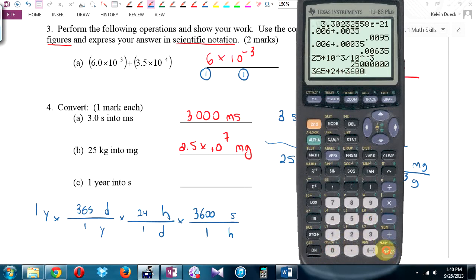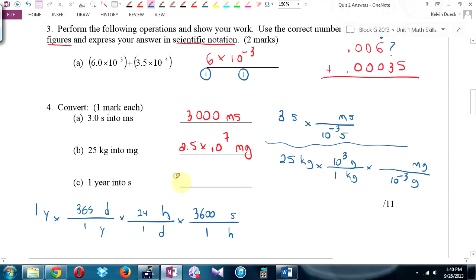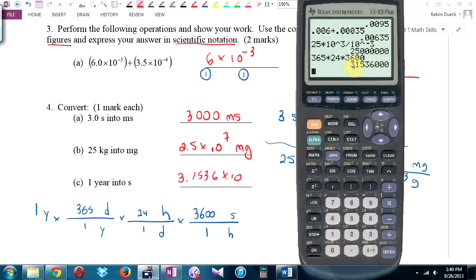I think in 1 year, every year, you live 3.1536 million seconds, or 31,536,000 seconds. I didn't say how many sig figs to go to. I guess I'll go to 5 just because it's not that hard to round off. So it's going to be 31536, back to red, Mr. Dueck, 1536 times 10 to the 1, 2, 3, 4, 5, 6, 7.